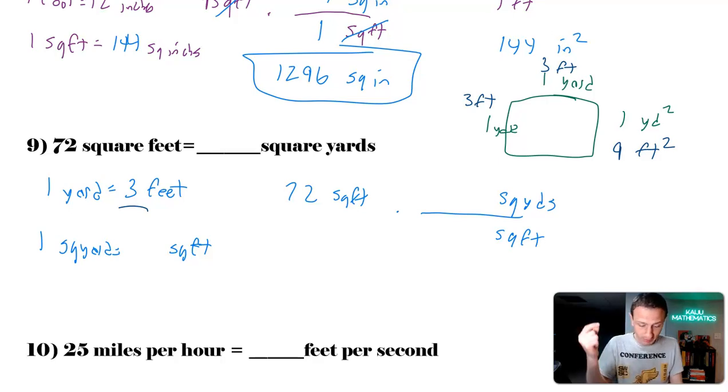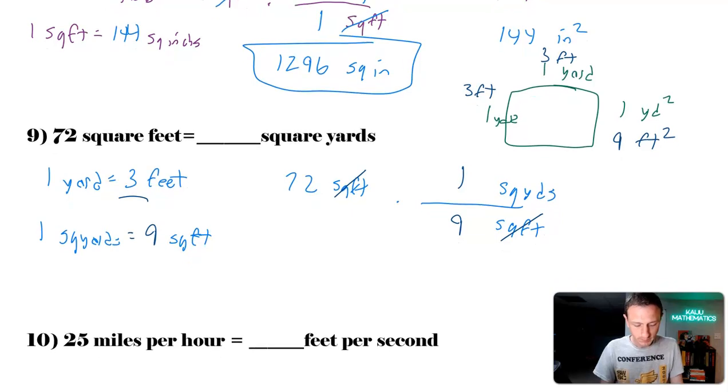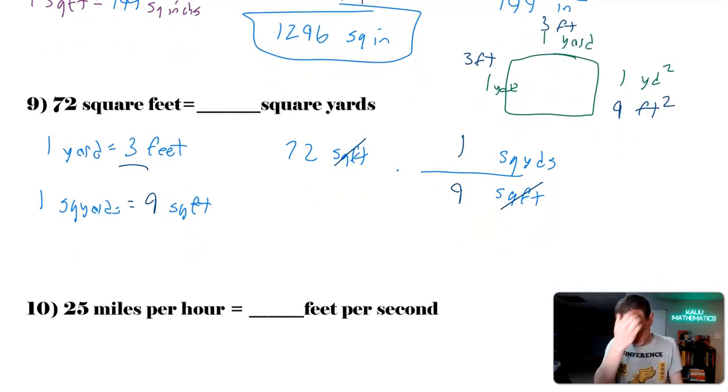So if we have 1 square yard, that is equivalent of 9 square feet. So there's our conversion. 1 square yard is equal to 9 square feet. So these square feet cancel out there. Since the square feet cancel out, I'm now doing 72 divided by 9, which is 8, because I'm not multiplying, because we had 1 square yard is equal to 9 square feet.